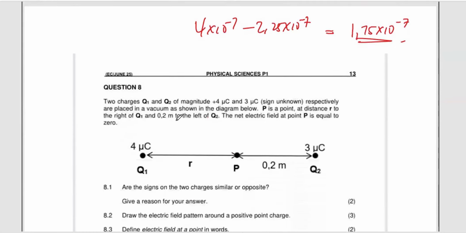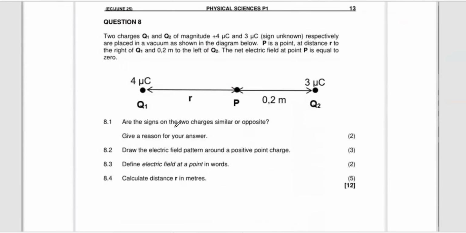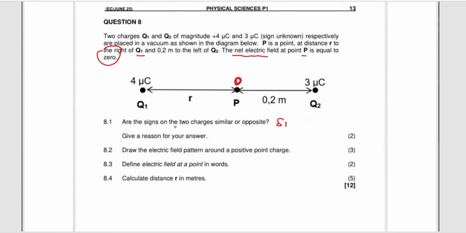All right, then question number 8. Two charges Q1 and Q2, of magnitudes given, with unknown signs respectively, are placed in a vacuum as the diagram shows. P is a point a distance r to the right of Q1, 0.2 of Q2. The net electric field at P is equal to 0. Are the signs on the two charges similar or opposite? No, it can't be opposite, because if it's opposite, then we're not going to have a zero net. So it's going to be similar.